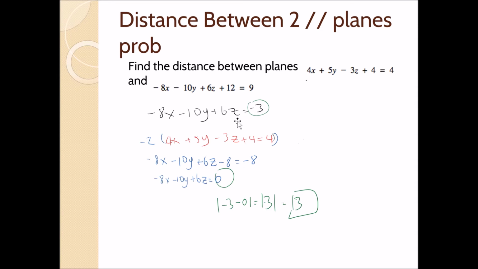So now we'll move the values of d over to the other side. So we have -3 here and 0 here. So now we take the difference between these two values, and we have -3 - 0 = -3. But to find the distance, we have to take the absolute value, so we have that the distance equals 3.